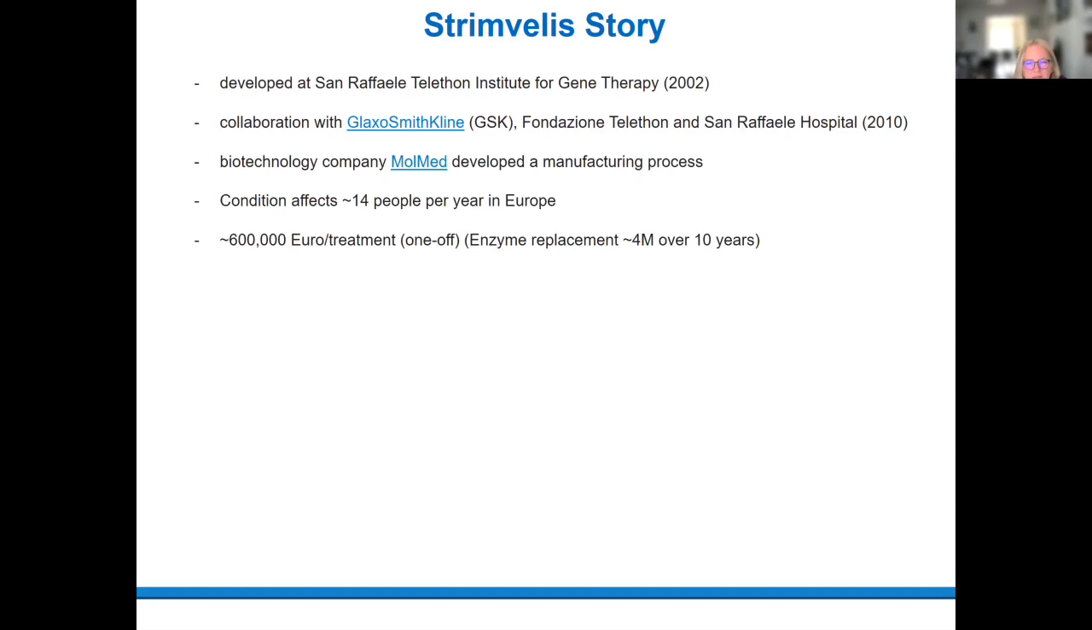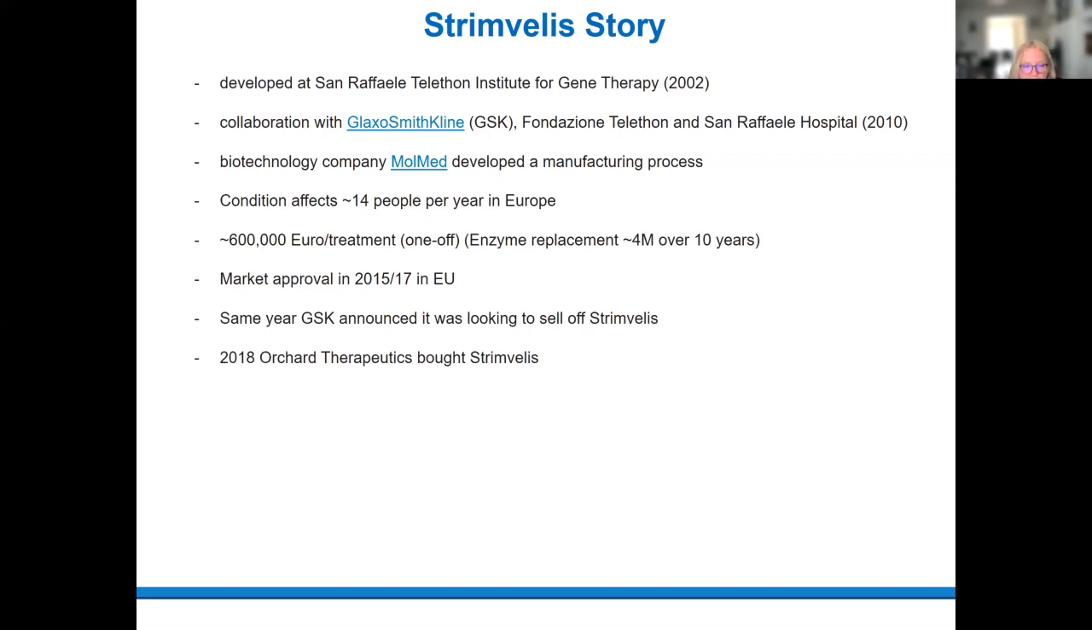As I said earlier, this condition is very rare and affects only about 14 people per year in Europe and costs roughly 600,000 euros per treatment, and obtained market approval between 2015 and 2017. So in the same year as GSK got market approval, they also announced that they were looking to sell off Strimvelis, which was very surprising because they had only just obtained market approval. But nevertheless, for whatever reasons, GSK decided not to move forward with this drug.